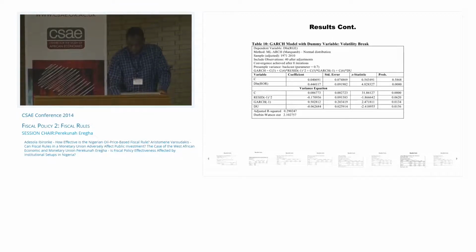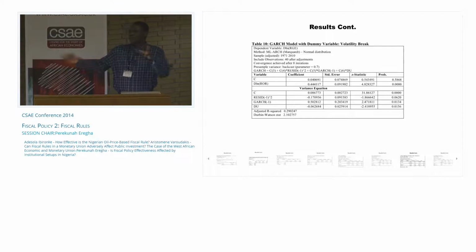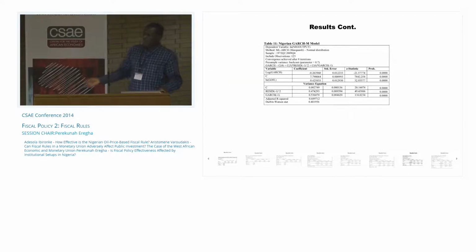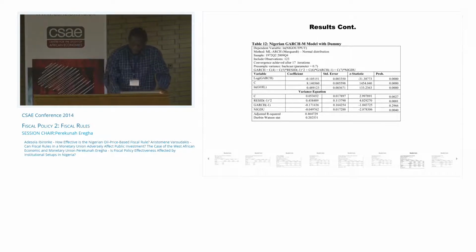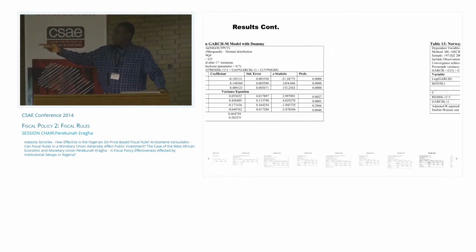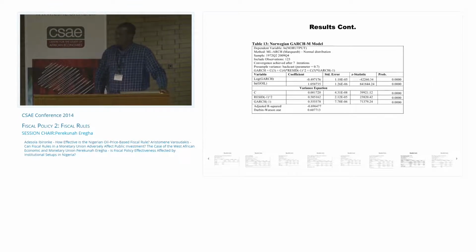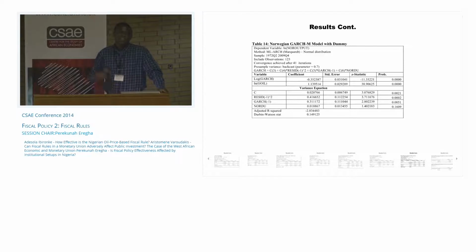So to do the policy comparison between Nigeria and Norway, I have employed the GARCH model. This is the Nigerian model, and this is the Nigerian model with dummy. You could see also that from the first model, there is volatility clustering. Then when the dummy is included, the dummy is still statistically significant, indicating the effectiveness of the fiscal rule.